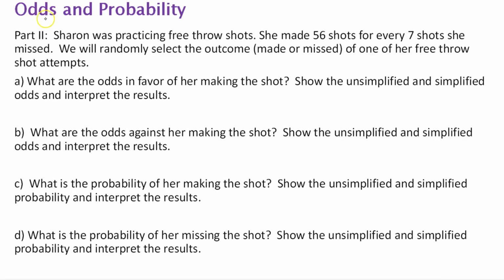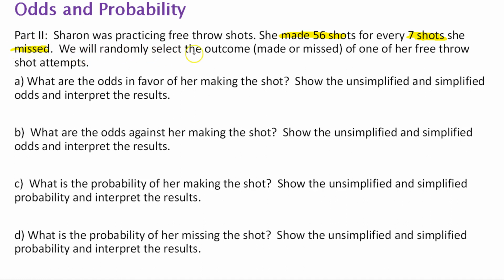In this video, we're going to look at odds and probability, part 2. Let's highlight important information. Sharon was practicing free throw shots. She made 56 shots for every 7 shots she missed. That was hard to say.